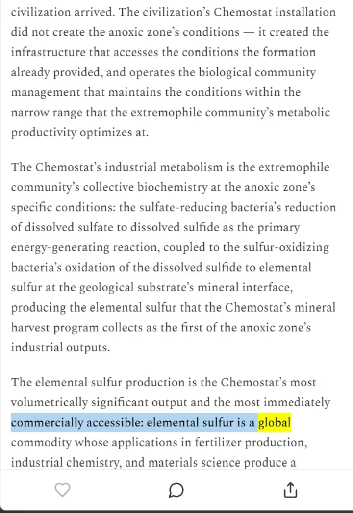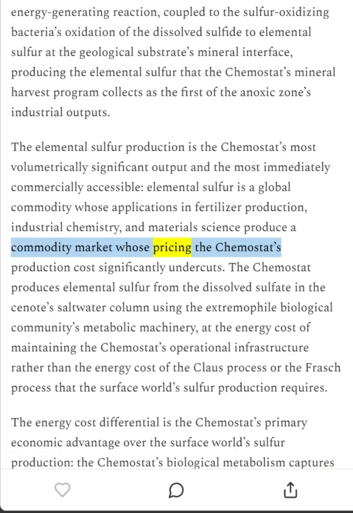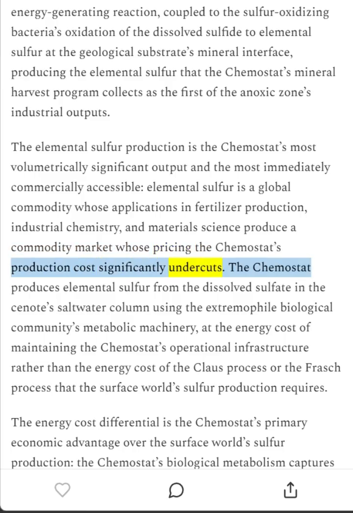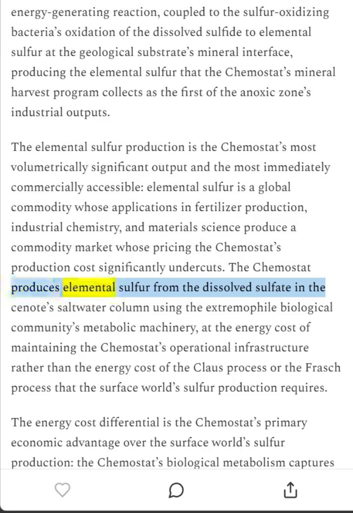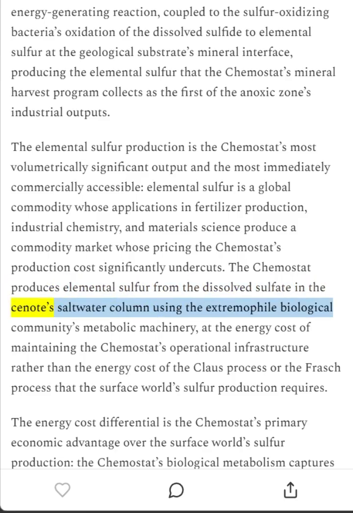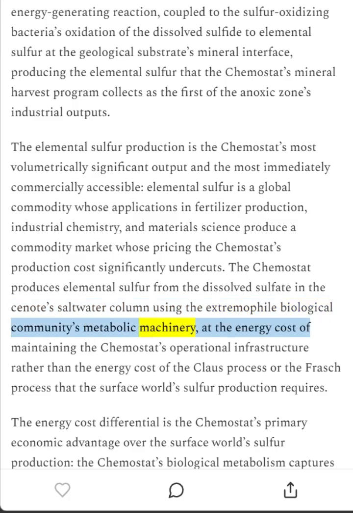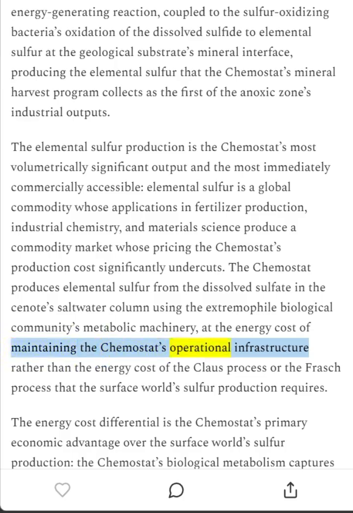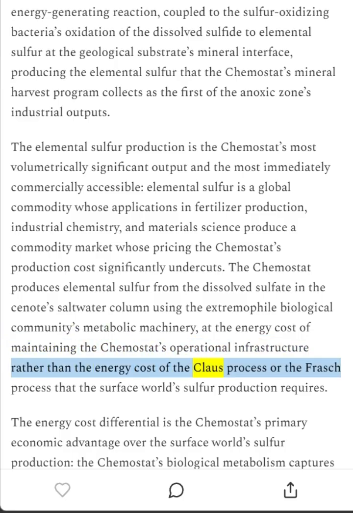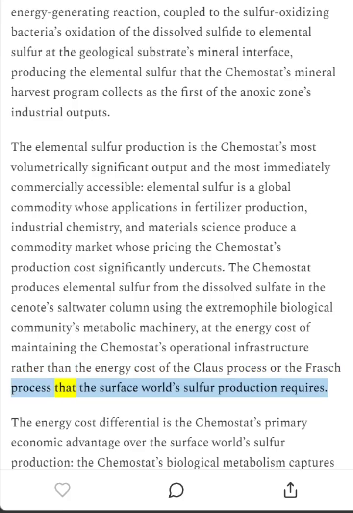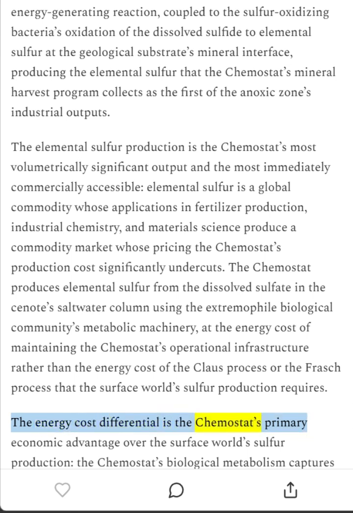Elemental sulfur is a global commodity whose applications in fertilizer production, industrial chemistry, and materials science produce a commodity market whose pricing the chemostat's production cost significantly undercuts. The chemostat produces elemental sulfur from the dissolved sulfate in the cenote's saltwater column using the extremophile biological community's metabolic machinery at the energy cost of maintaining the chemostat's operational infrastructure, rather than the energy cost of the Claus process or the Frasch process that the surface world's sulfur production requires. The energy cost differential is the chemostat's primary economic advantage over the surface world's sulfur production.